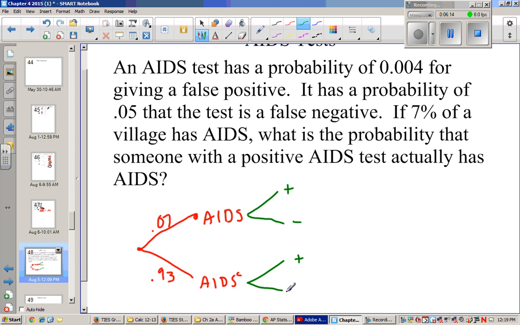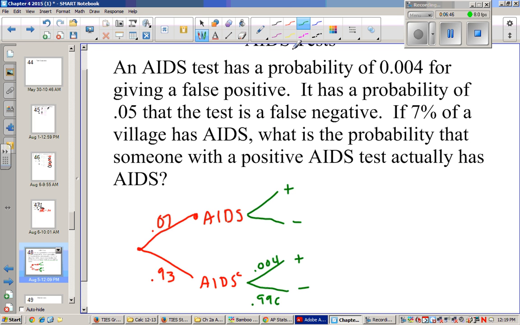Positive or negative. So it has a 0.004 chance for being a false positive. So that means they don't have AIDS, but it says positive. So that's 0.004 chance. Now, if that's a chance there, it's going to be 0.996, 1 minus that, that they get a negative given the fact that they don't have AIDS.